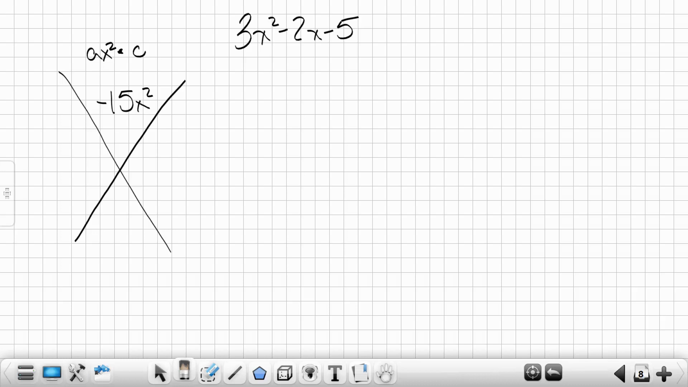Okay. Down here, we put b, which is negative 2x. So now, middle column: list possible factors that multiply to the top and add to the bottom. Did we redraw the x? No, it's not another x.